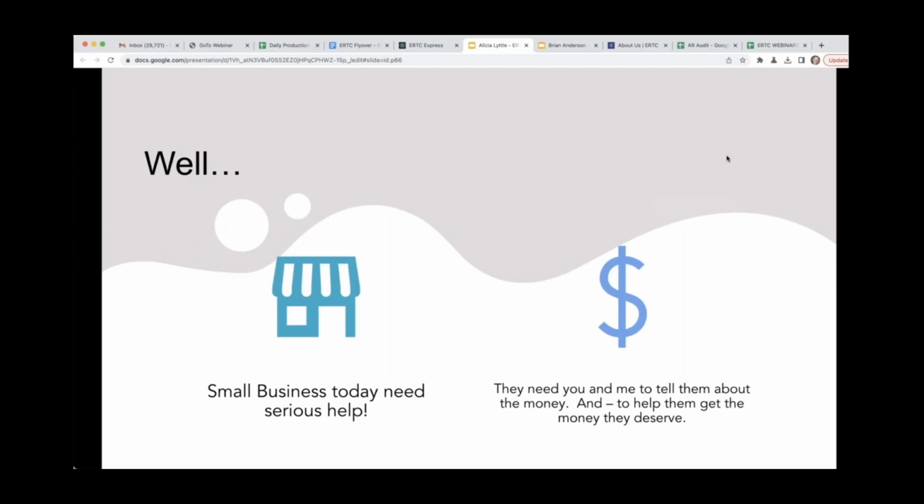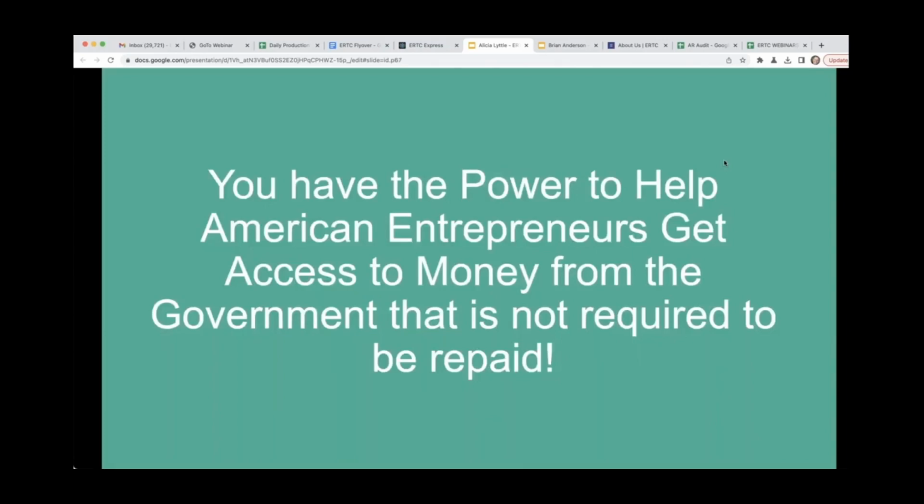So each of you have a superpower that I'm about to bestow upon you. There's no cost for the superpower. You have the ability to help American entrepreneurs. Each of us, I consider an entrepreneur in our own way, right? You have the ability to help American entrepreneurs get access to money from the government that is not required to be paid back. And a very large percentage of them will not even know about it. I want you to think about that for a second.